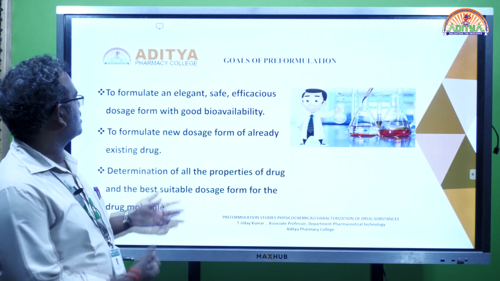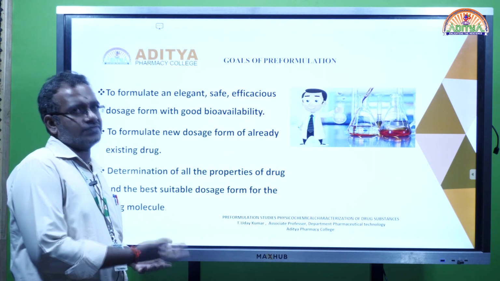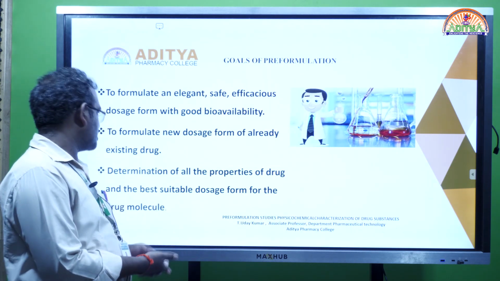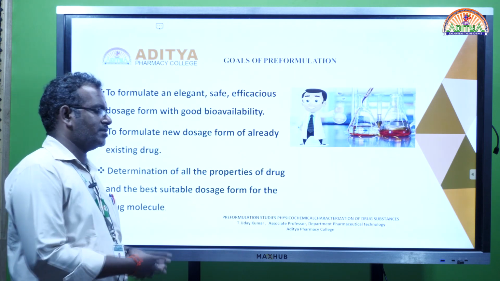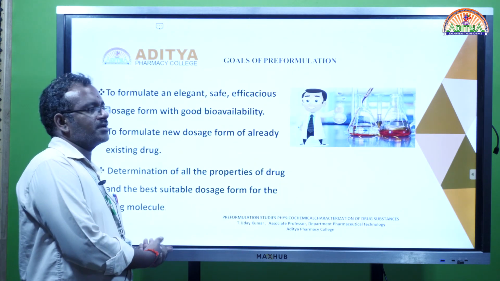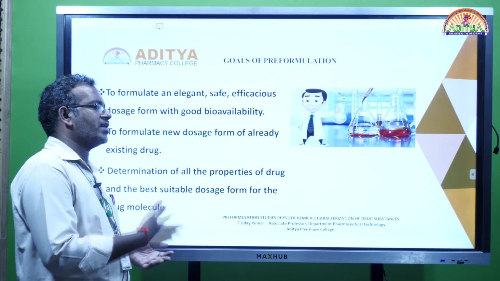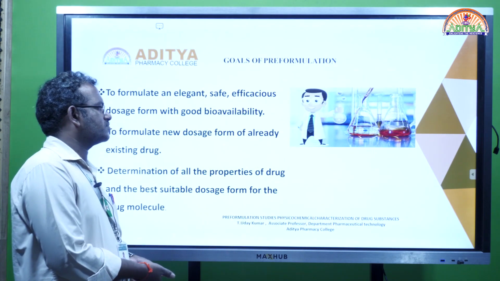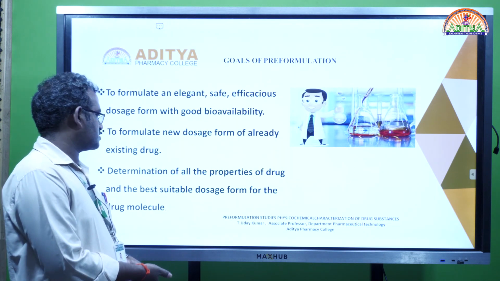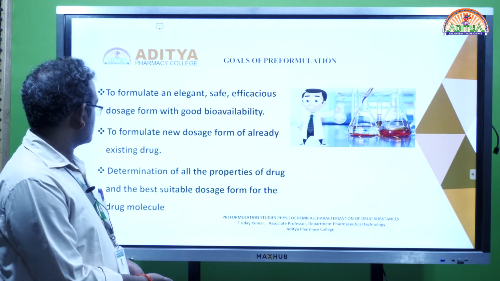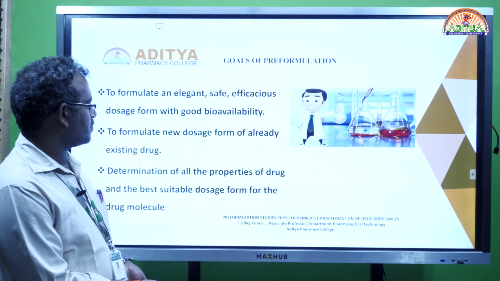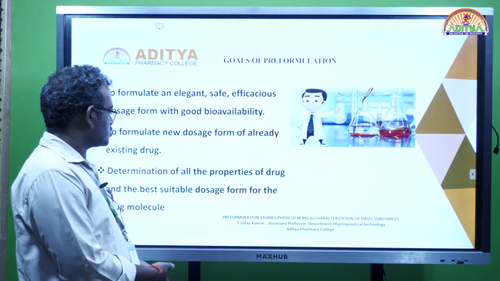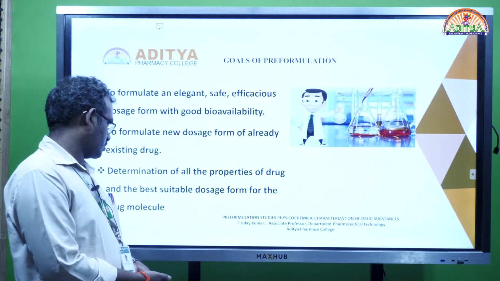The second goal is to formulate a new dosage form of already existing drugs, by changing the excipients and the method of manufacturing. And the third goal is determination of all the properties of drugs and the best suitable dosage form for the drug molecule.